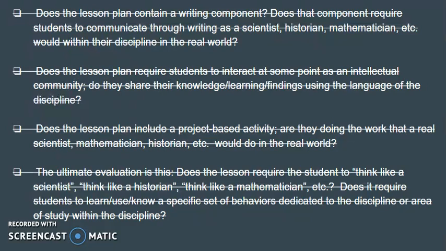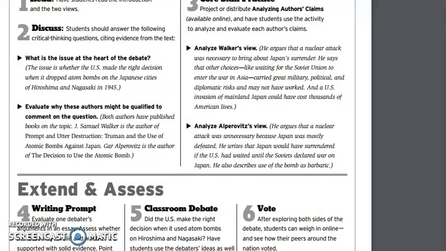Does the lesson plan contain a writing component? Does that component require students to communicate through writing as a scientist, a historian, or a mathematician would within their discipline in the real world? So that's that writing component, and it does require students to communicate through writing as a historian, because they're taking that argument in that essay and analyzing it and assessing whether the reasoning is valid or not, and they're supporting that with evidence. And then there's even another debate that they could do, and then they could vote. After exploring both sides of the debate, they can weigh in online, or they could just vote in class, whichever you would want them to do.